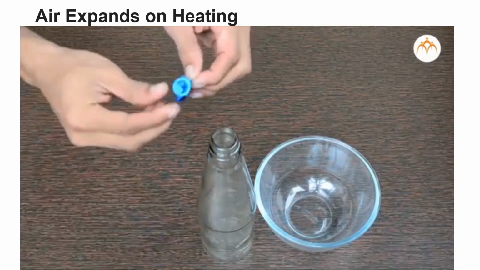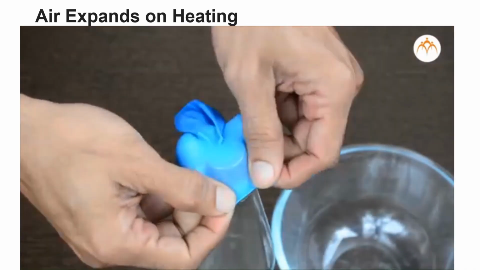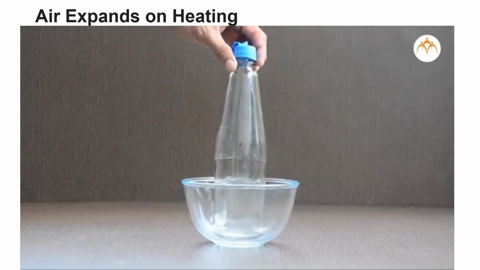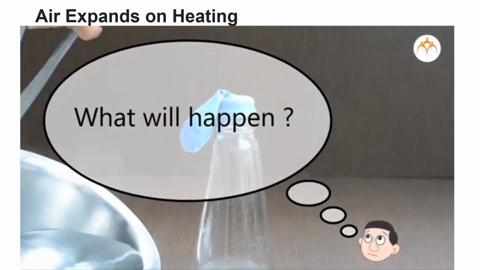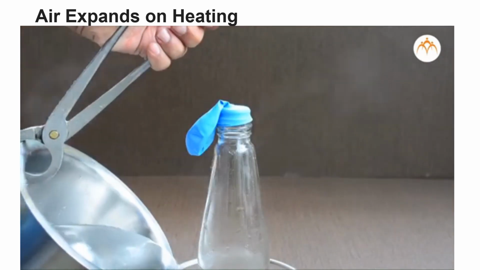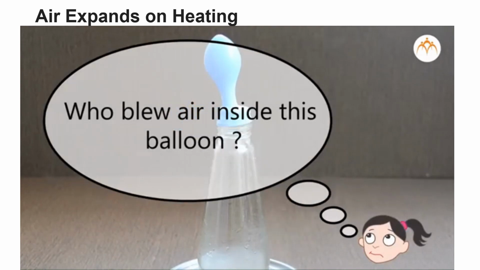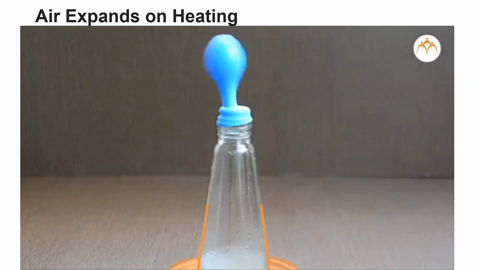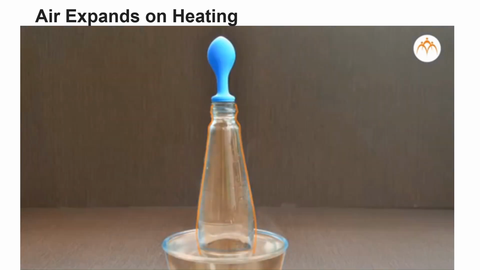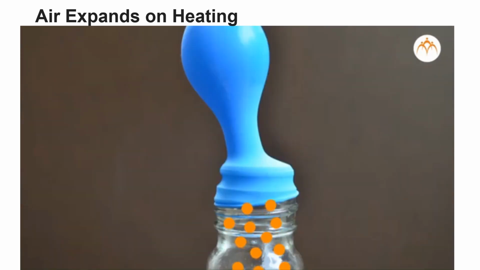Watch the following experiments. Let's take this flat balloon and tie to the glass bottle. If I place this glass bottle in hot water, what will happen? Balloon will inflate after some time. Who blew air inside this balloon? As we place the bottle in hot water, it heated the glass, which eventually heated the air inside the bottle. As air expands on heating, it had no other way than to enter the balloon.